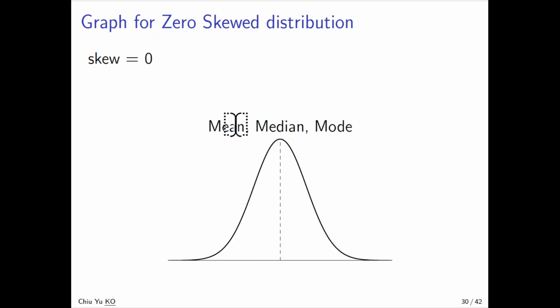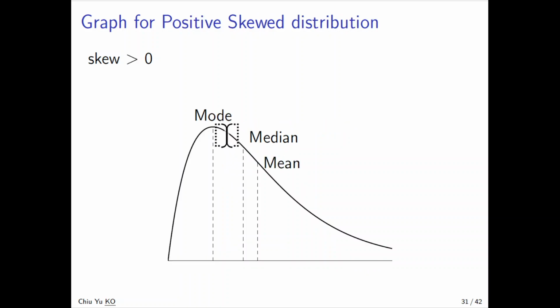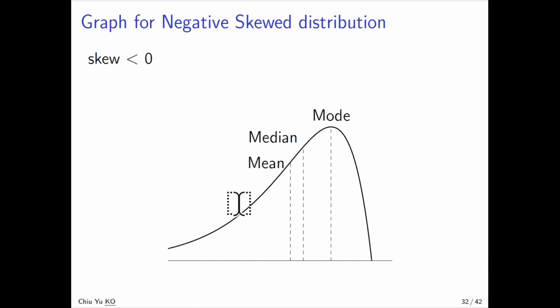So let's go to the graphics, as we promised. A symmetric one, with zero skew, would be a bell shape, with mean and median about the same. In this one, it's positive skew, and the mean is bigger than the median. The other case is left skew, where the median is bigger than the mean. So that is how we talk about skewness.